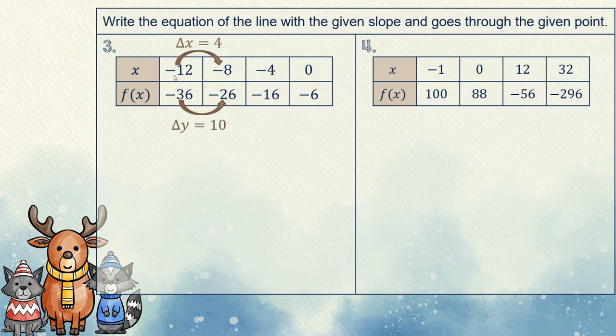To get from negative 12 to negative 8, we are adding 4. Now when we combine those and make our slope, we put our change in y, 10, over our change in x, 4, and we reduce that. Remember, we are always reducing our slope. 10 over 4 reduces to 5/2. There's my slope. Now take a second and see if we can find our y-intercept here.